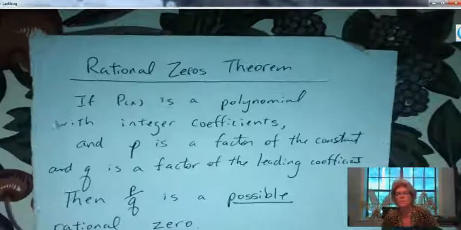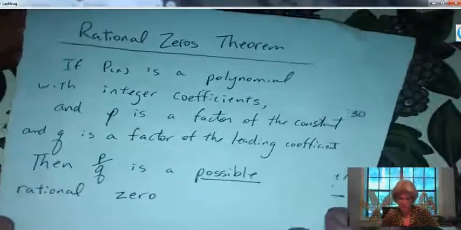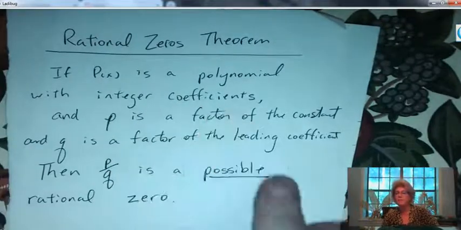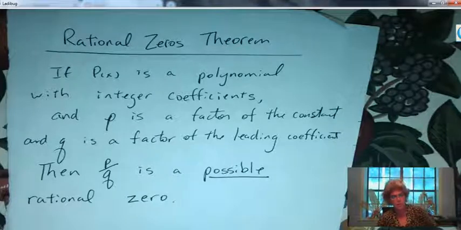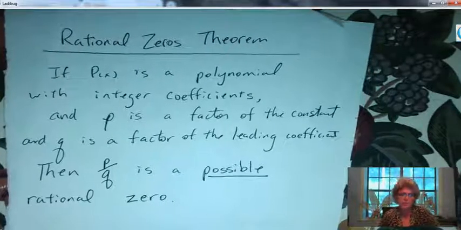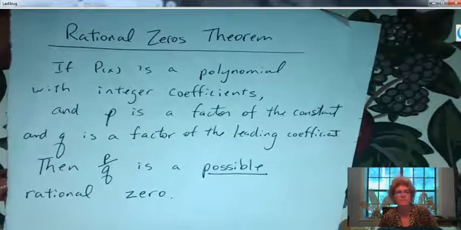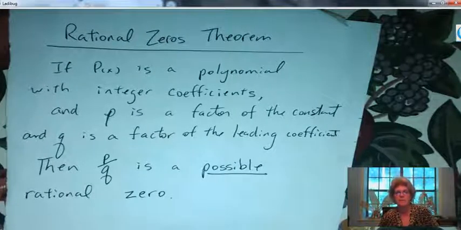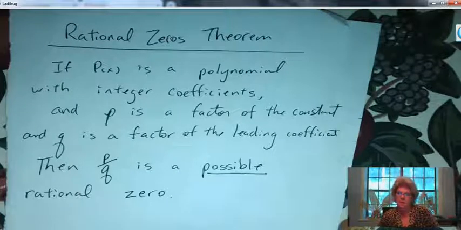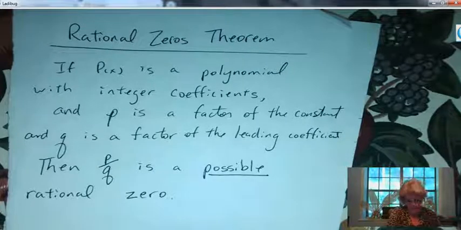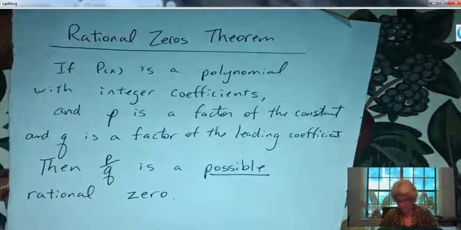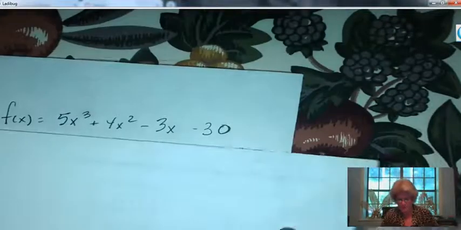We're going to be looking at the rational zero theorem for this video. It should be a very short one. If p of x is a polynomial function with integer coefficients, so positive and negative whole numbers, and p is a factor of the constant, and q is a factor of the leading coefficient, then the fraction p over q is a possible rational zero, and this is called the rational zeros theorem. So I'll give an example, try and get a fairly large example.